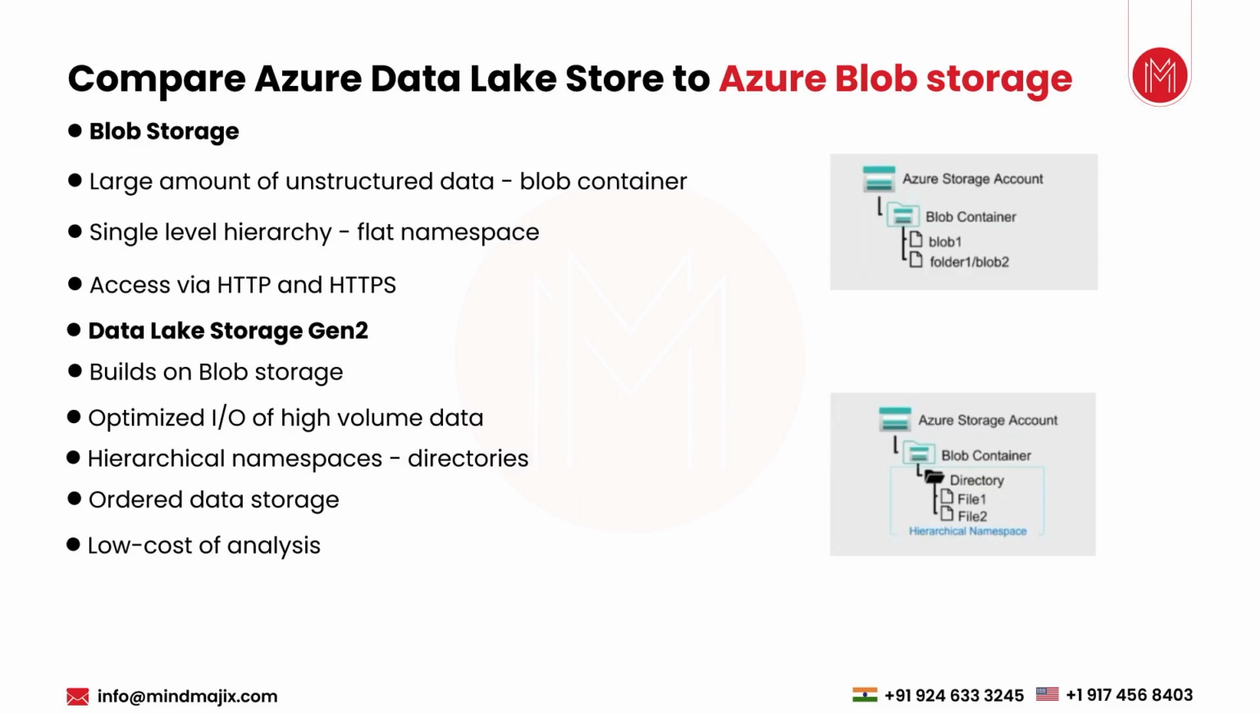There are two types of storage available. The folder hierarchy and the HTTP connection, direct connection, are available in Blob, and Gen2 will basically give you a hard disk. I can say that the hard disk connects here, and you can use it in any way you want. So if the volume is high, Gen2 is preferred.